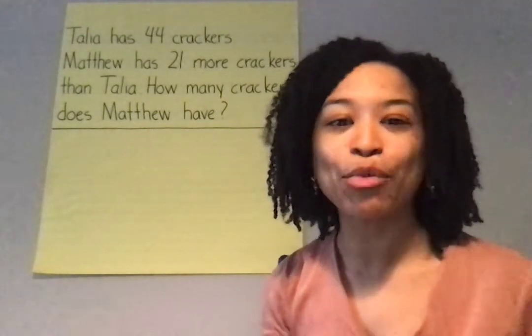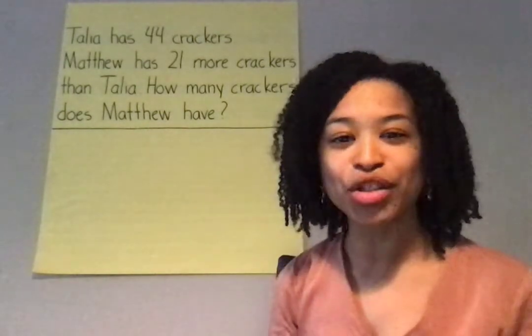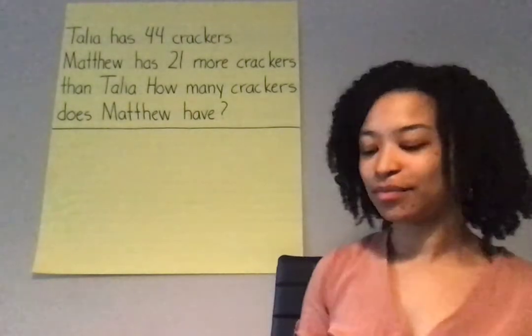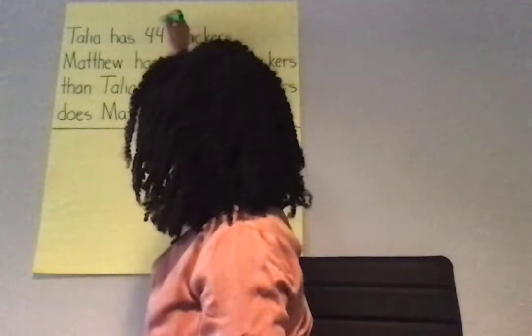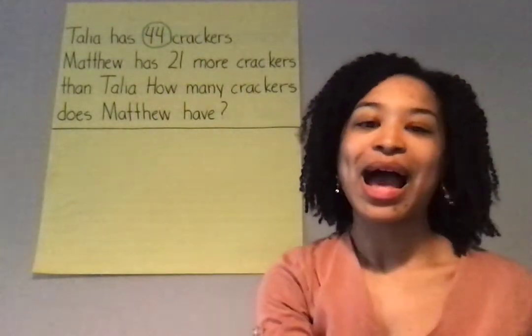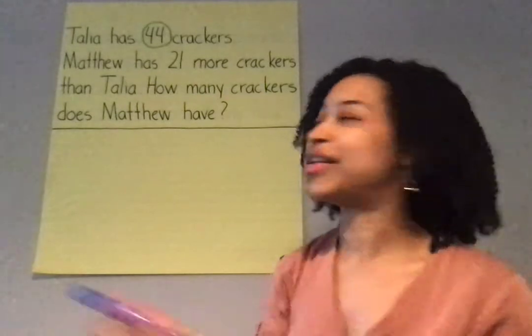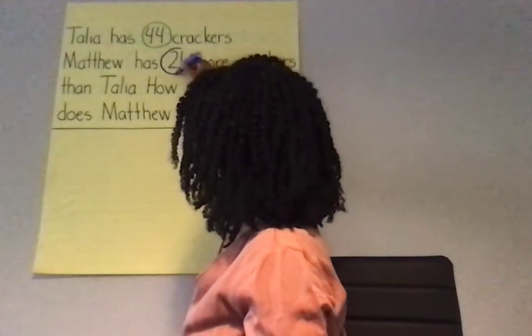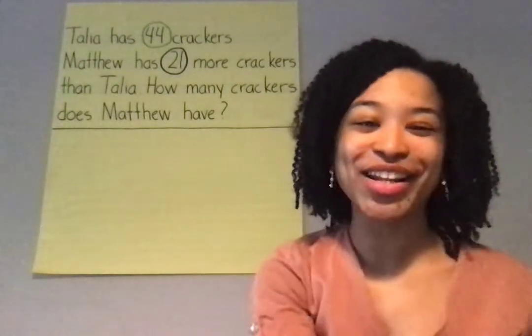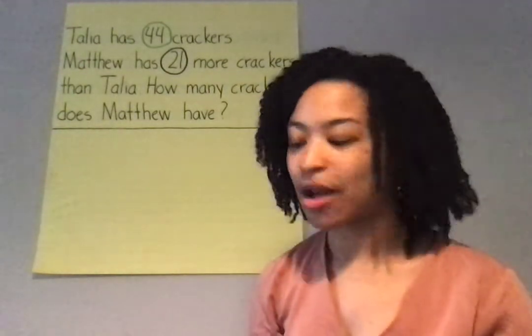First step, I'm going to circle my numbers. Go ahead and circle your numbers now. I see one number here. I see another number here. Now, we need to underline our units.